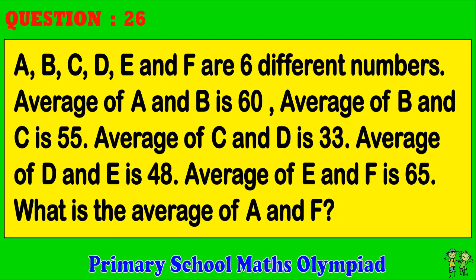Question 26. A, B, C, D, E and F are 6 different numbers. Average of A and B is 60, average of B and C is 55. Average of C and D is 33. Average of D and E is 48. Average of E and F is 65. What is the average of A and F?